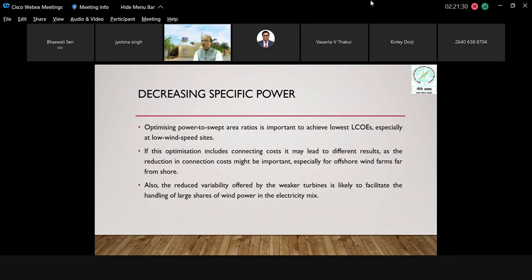So today we are talking about the optimized power to swept area, which is important for a lower LCOE, particularly for low wind speed sites. As I already pointed out, where we used to get say 30 to 32% in a location, today you are easily getting between 35 to 38%. So compared to just the last 5 years, you can see a lot of improvement.